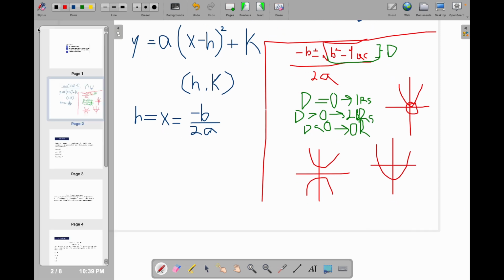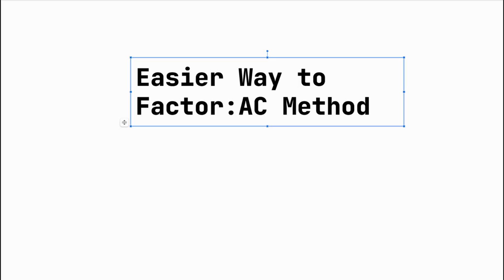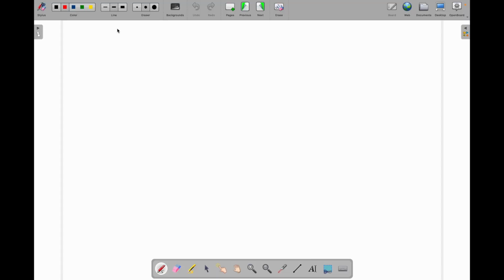So now let's go into another page to go over some key concepts. Keeping with the quadratic function, we saw that first equation of factoring: negative b plus or minus the square root of b squared minus 4ac, divided by 2a. That's the first way of factoring.